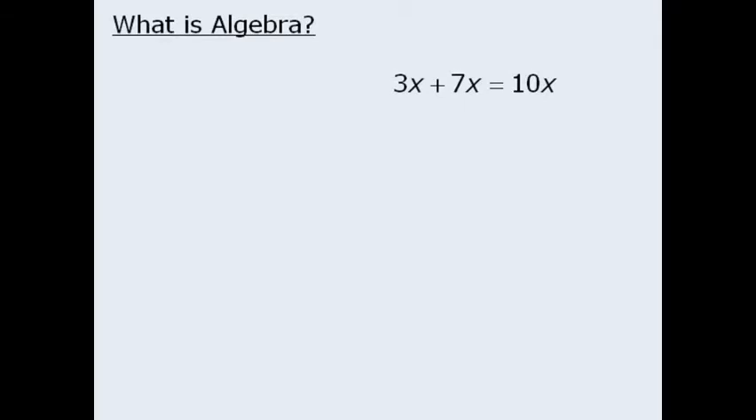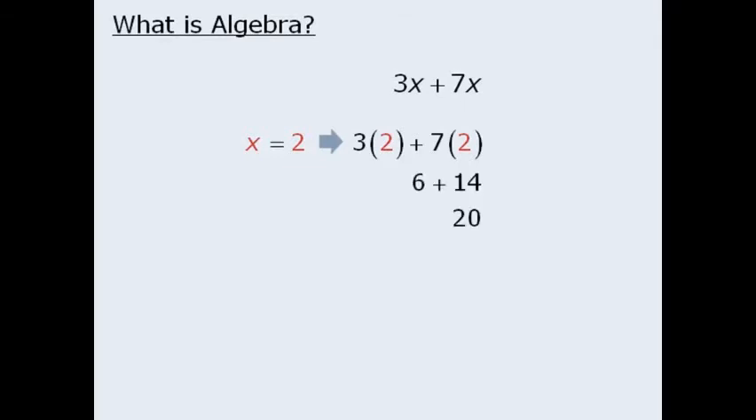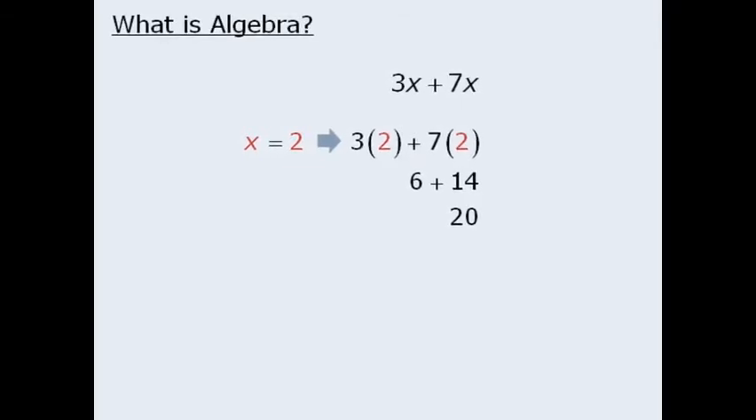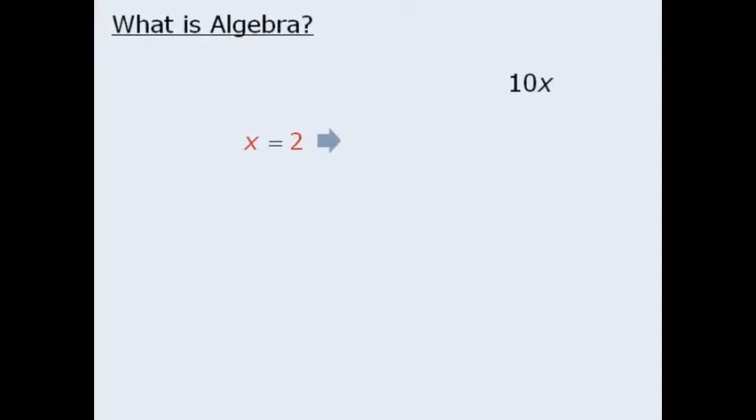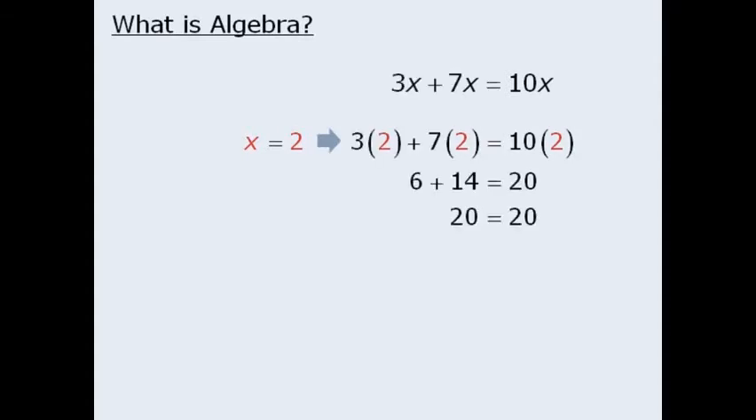Now, if we assign a value to x, say x equals 2, then we can evaluate 3x plus 7x by replacing each x with 2. When we evaluate the left-hand side here, we get 20. Similarly, we can evaluate 10x when x equals 2 by replacing each x with 2. When we evaluate the right-hand side here, we get 20. So when x equals 2, 3x plus 7x and 10x both evaluate to be 20.